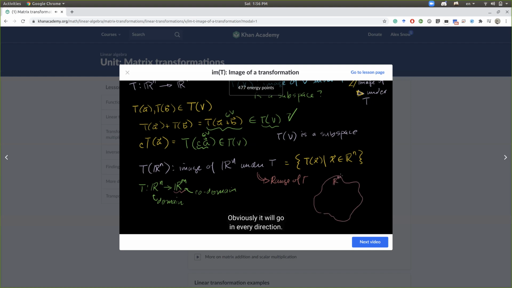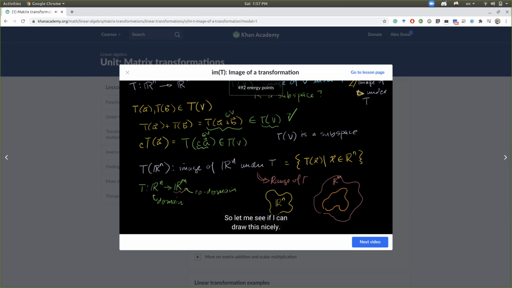Rm, obviously it'll go in every direction. And let's say that when you take, let me draw Rn right here. Say this is Rn. And we know that T is a mapping from Rn to Rm. But let's say when you take every element of Rn and you map them into Rm, you get some subset of Rm. Let's say you get something that looks like this.